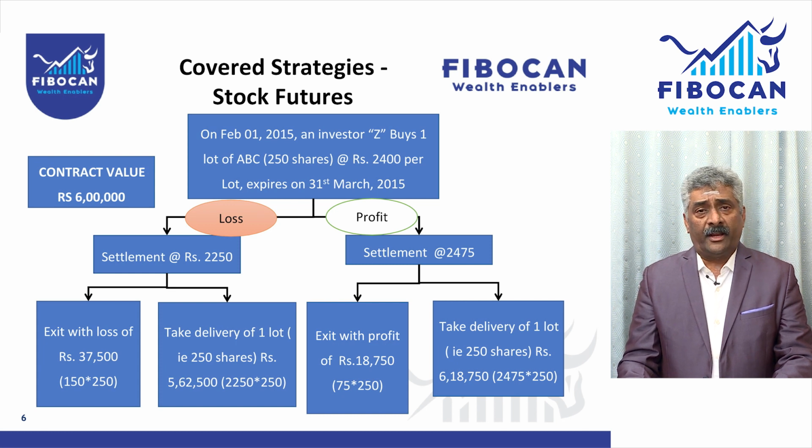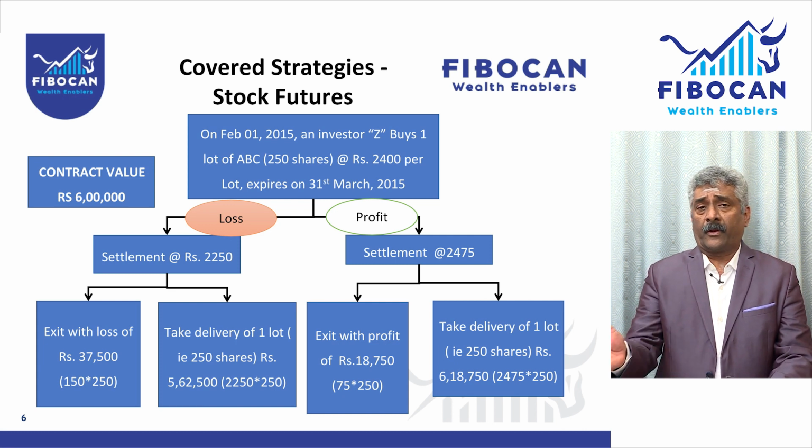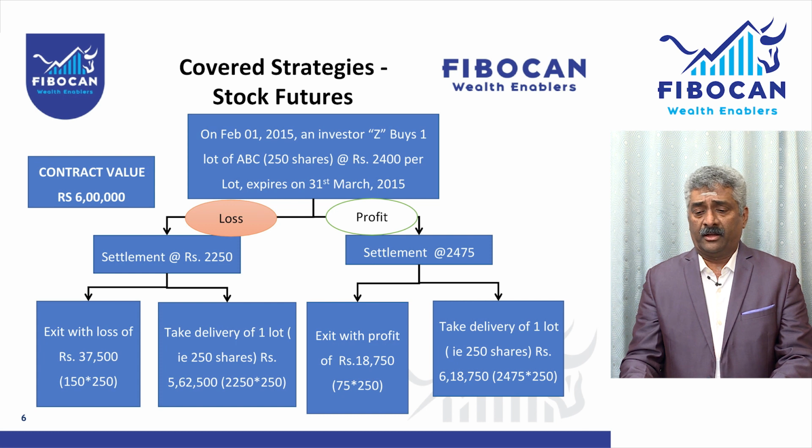So the expiry date is 31st March 2015. Contract value, what is contract value? It is 6 lakhs. What is 6 lakhs? 250 into 2400. That is the futures we bought. So now, two scenarios straight away. Loss, which I have shown on the left hand side, maroon color. Profit on the right hand side, white and green shaded.